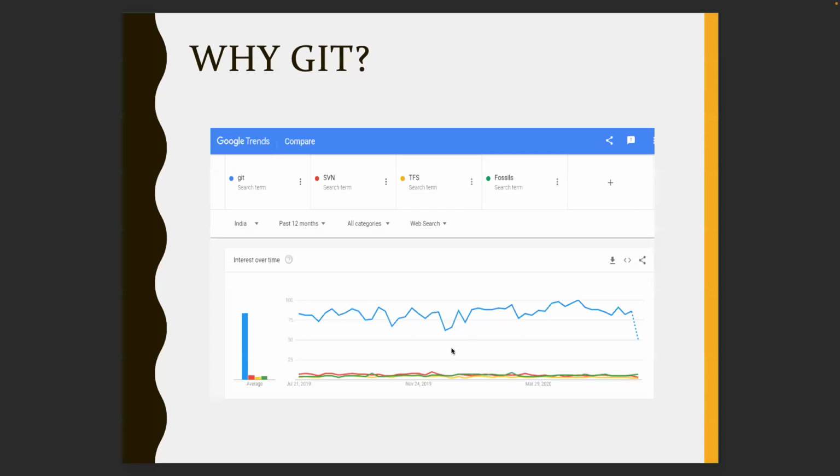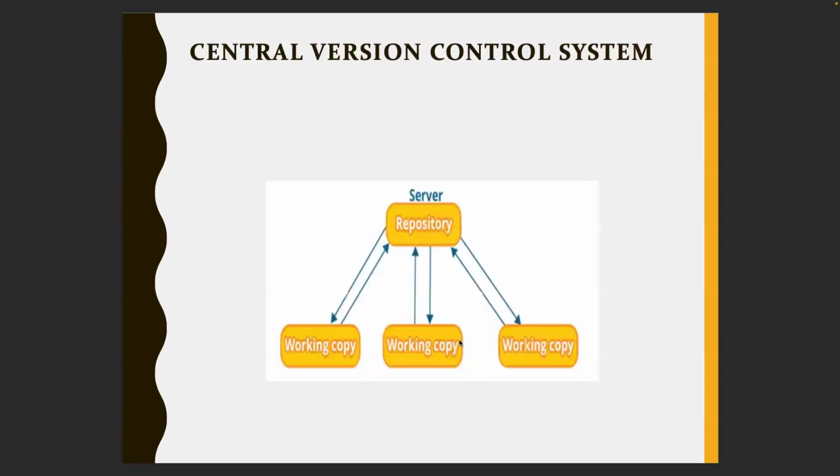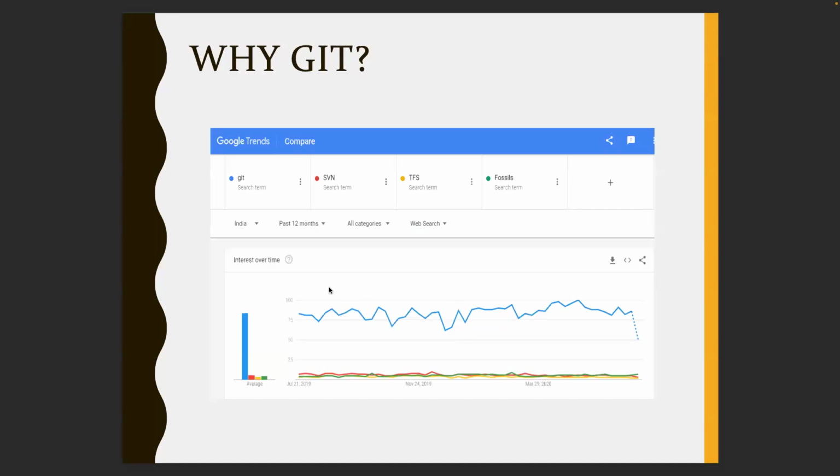Before I cover this architecture, let me show you this graph. This is the version control system comparison trend. When you compare Git with SVN, TFS, Fossil, you can see the blue one is for Git. Git is clearly the winner in the category. It is so widely used, right? There is no full form for Git.